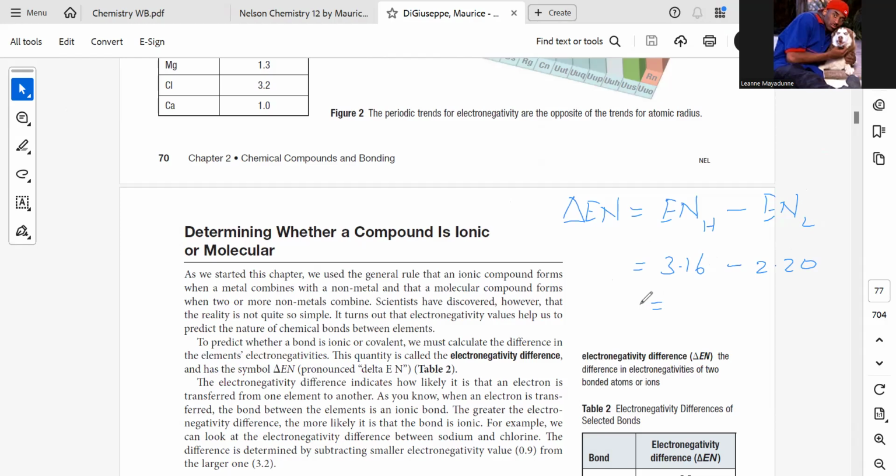It is 0.96, right? So you know how to calculate the difference. And now let me help you with how we will use this difference.